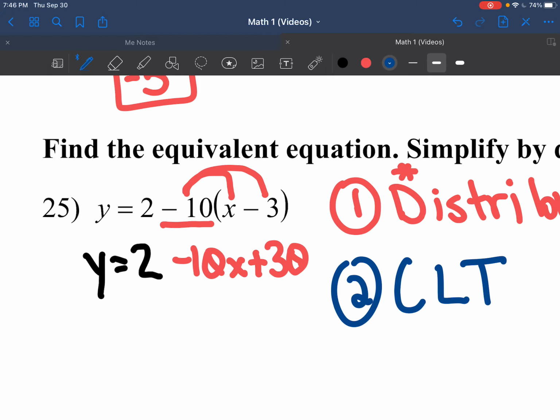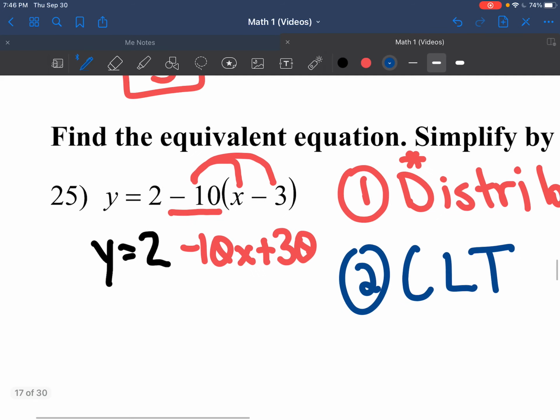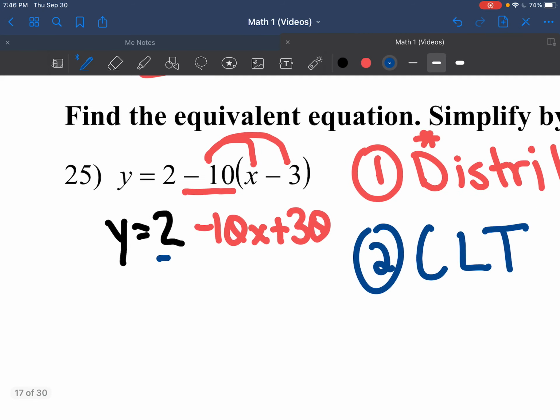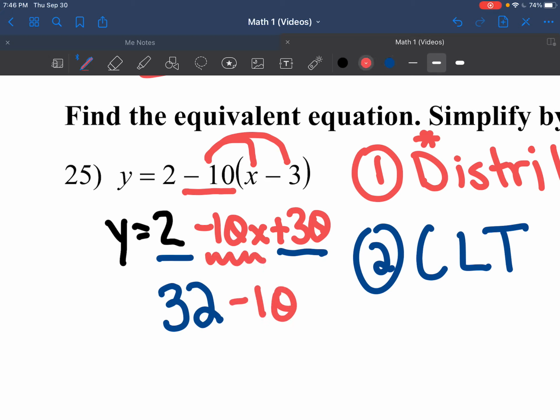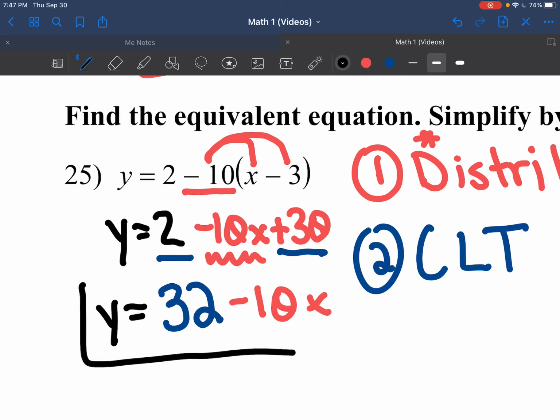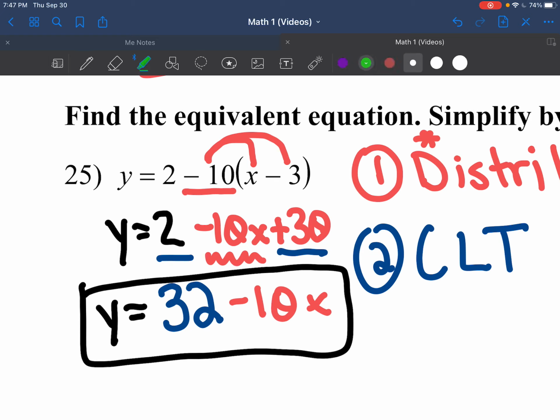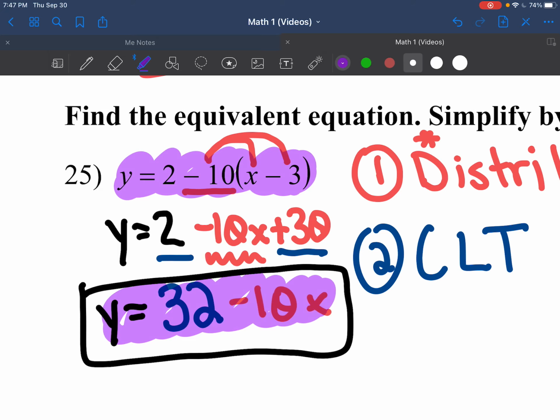Now we can combine like terms. You always have to do it in this order. First you're going to distribute, then you will combine like terms. So I combine like terms. Well, my only terms that are alike are 2 and 30. 2 plus 30 is 32. I didn't mess with anything else, so I just bring this minus 10x down, and I bring down the y equals. And we are done. This is how you find an equivalent expression. So what I mean by this equivalent expression is this expression I started with is equal to this expression that I ended with.